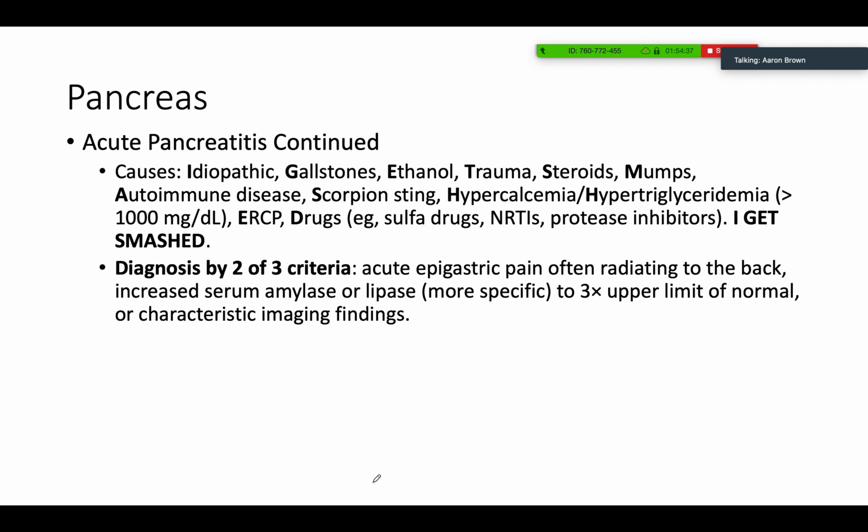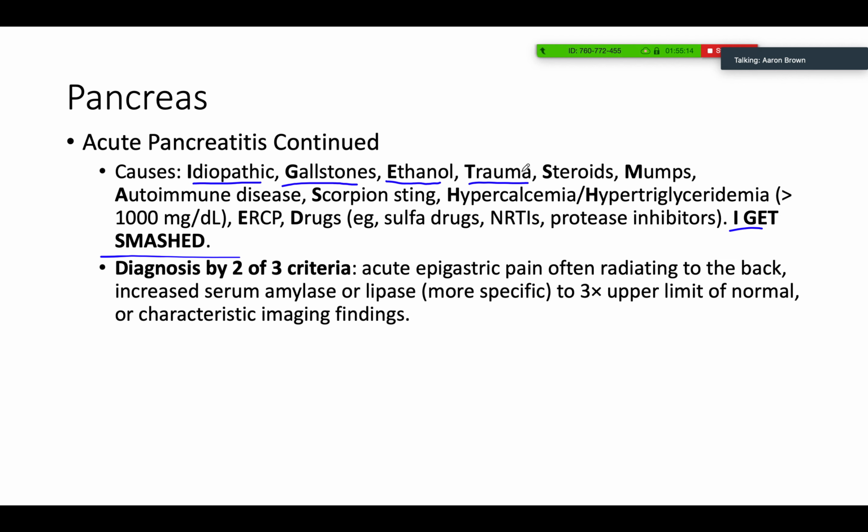Great. Our causes of pancreatitis, it's a pretty fun mnemonic to memorize. If you can't memorize it, at least read it over frequently so that you're familiar with the causes. Even if you don't memorize it and write it down every day, that's okay. Just know these causes. So the mnemonic is I GET SMASHED. And what it stands for is idiopathic, meaning just a random pancreatitis. We don't know the cause. Gallstones, we already know how that works. Alcohol can cause it. Ethanol, alcohol, right?